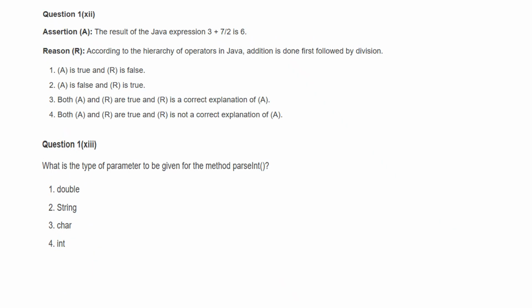Now question number 12. The result of Java expression 3 plus 7 upon 2. Now first thing is, let me select pen. 3 plus 7 upon 2. So 3 plus 7 upon 2 value will be what? 3. 3.0, then answer will be 3 plus 3, 6.